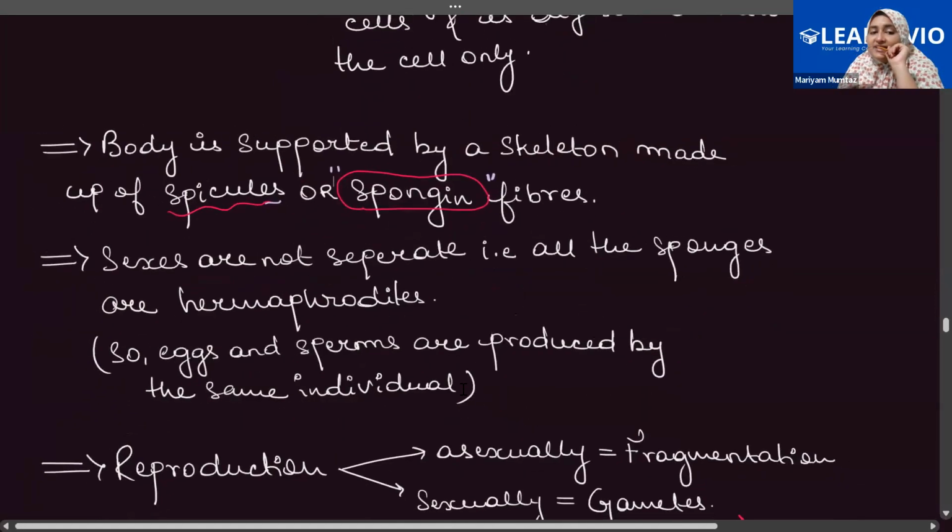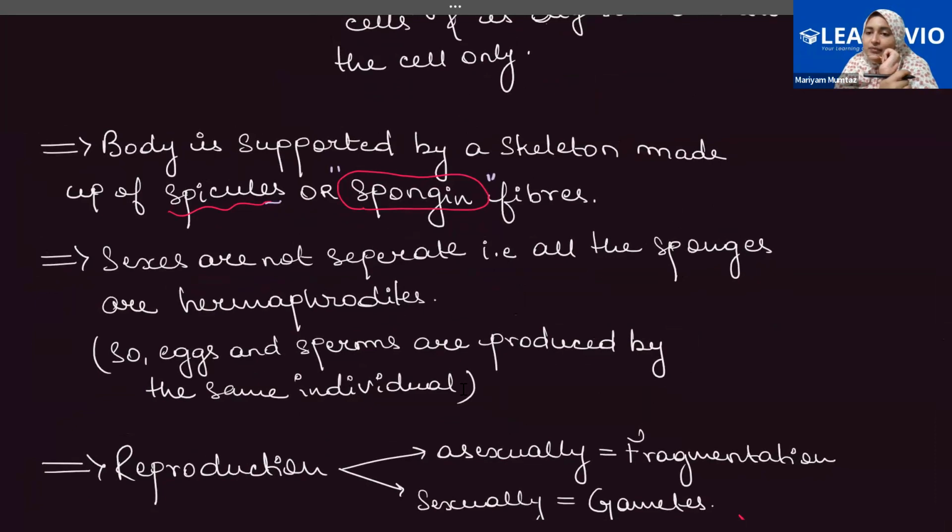Now, talking about sexes, they are not separate, meaning just like us humans, we have males and females, right? Then for animals like horses, there is a female horse, there's a male horse, right? Same goes for dog and everything. So in the higher organisms, the sexes are separate. But here in the sponges, the sexes are not separate, meaning one organism has the male part also, has the female part also. So all the sponges are hermaphrodite.